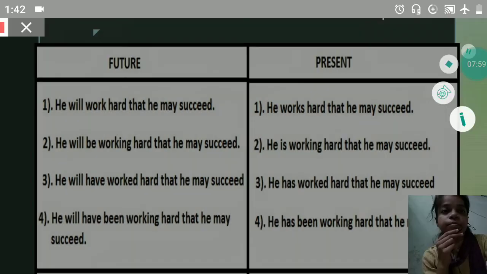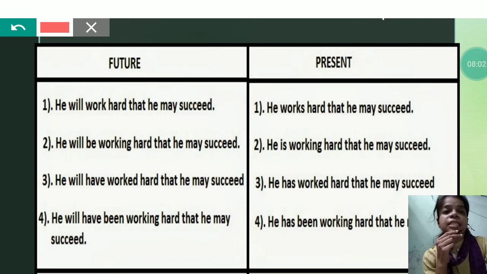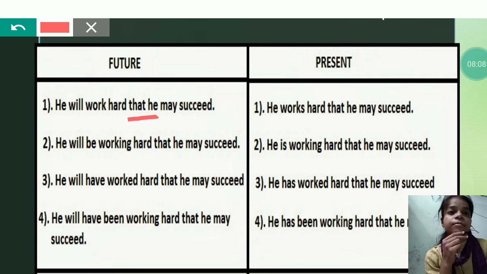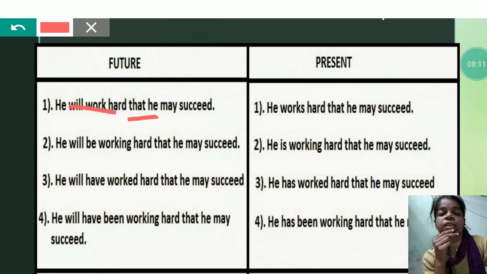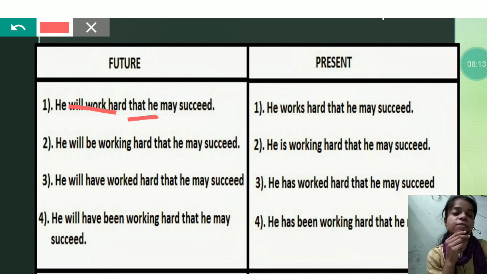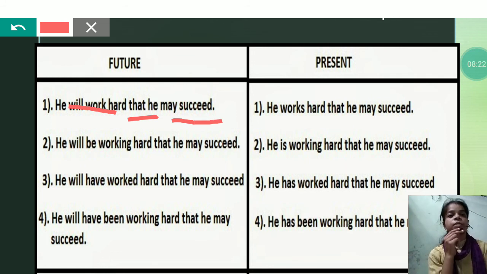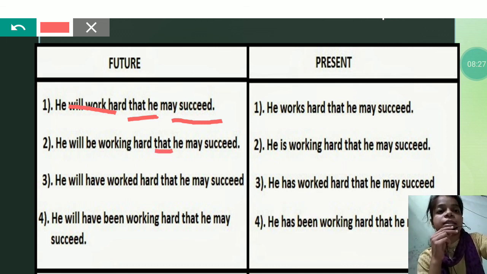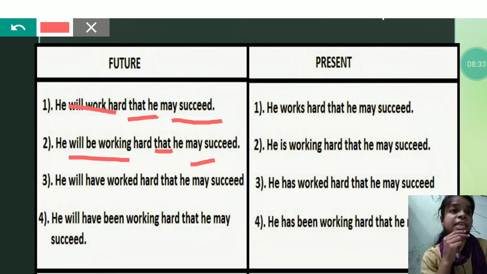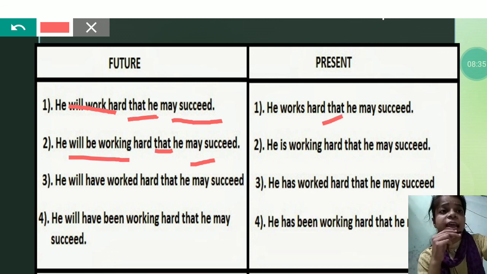See here, firstly there is a conjunction, that, and he will work hard. You can see that will work denotes future tense. That's why we used may in the subordinate clause. Again, he will be working hard that he may succeed. Again, here is that, and here will be working is future. That's why we use may. In the present tense, again see that, here works is present, and we use may.